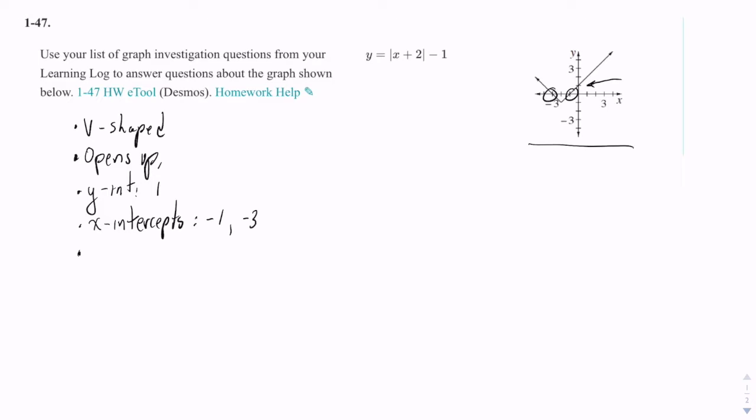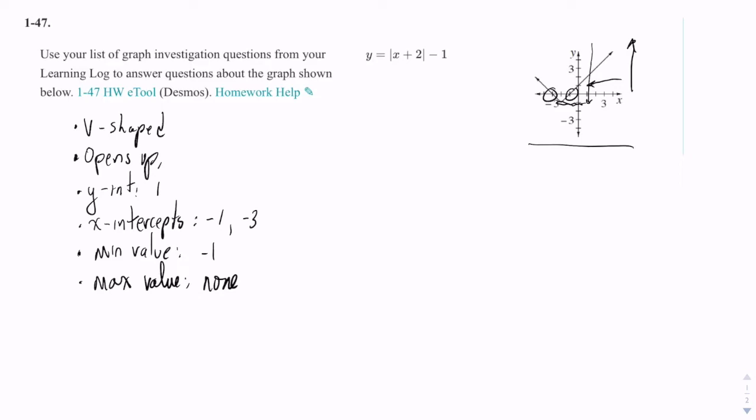Let's see, the minimum value. So again, the minimum value is the minimum y value. So how low does y get? It gets down to here, right? Right to here, right? Which is at -1. So minimum value is -1. Maximum value, there's none, right? Because it goes up in the y direction forever.